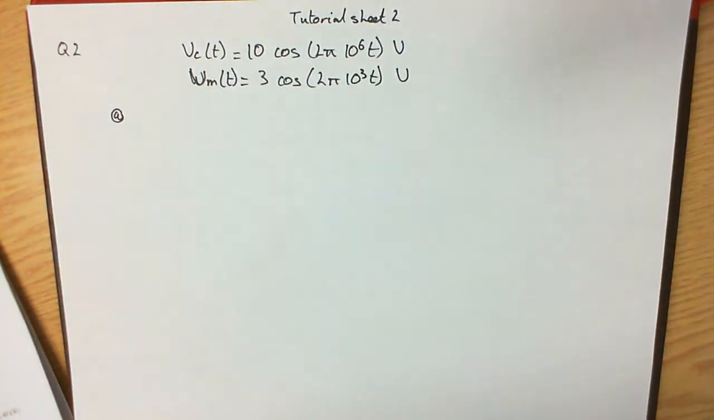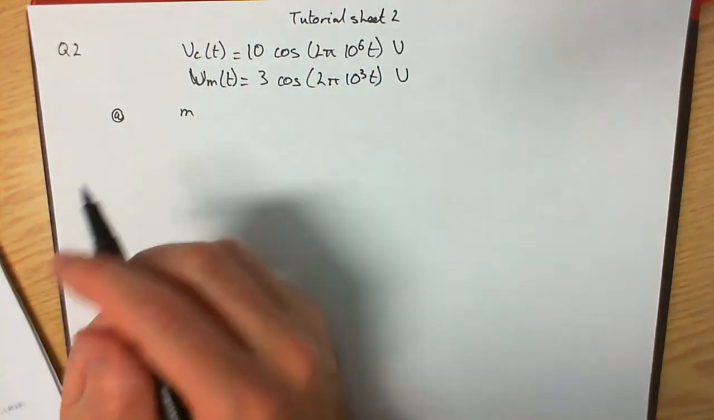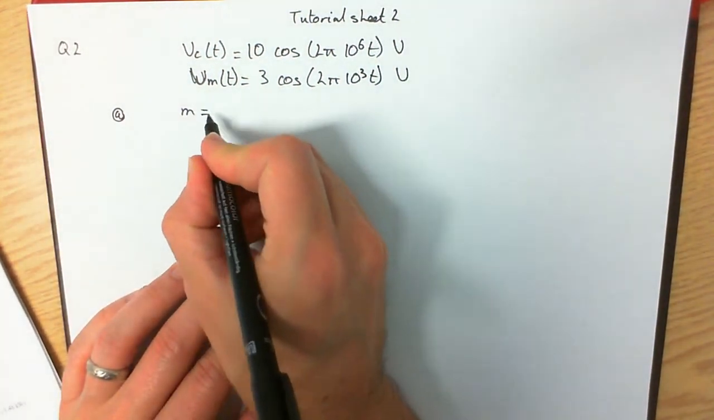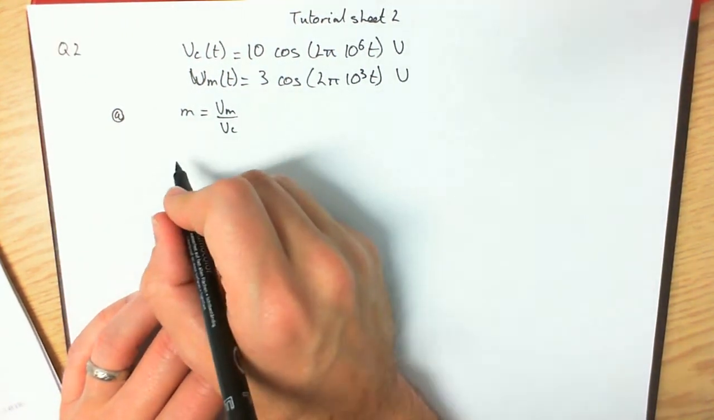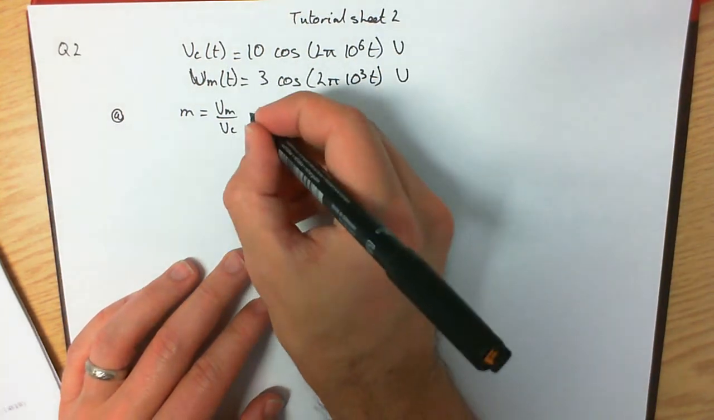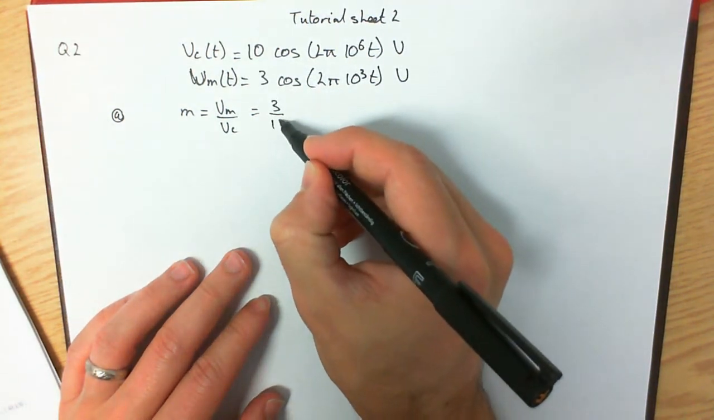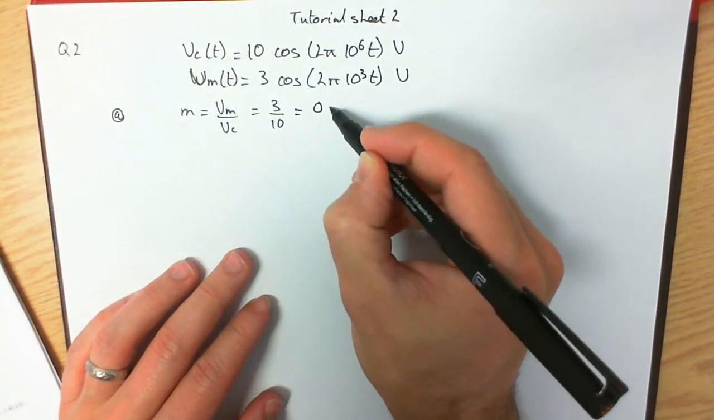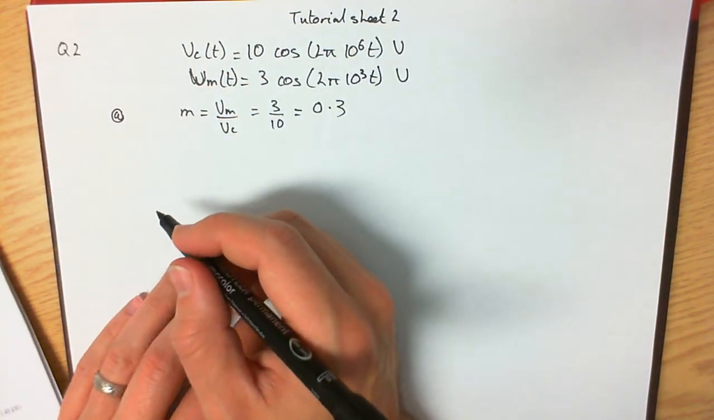Part A asks us to work out the modulation index. And that's very simple. What we need to recall is that the modulation index for a double sideband AM system is very simply the peak value of Vm over Vc. And we can see that from here. So the peak value of Vm is 3 volts divided by 10 is equal to 0.3. So that's how we work out the modulation index.